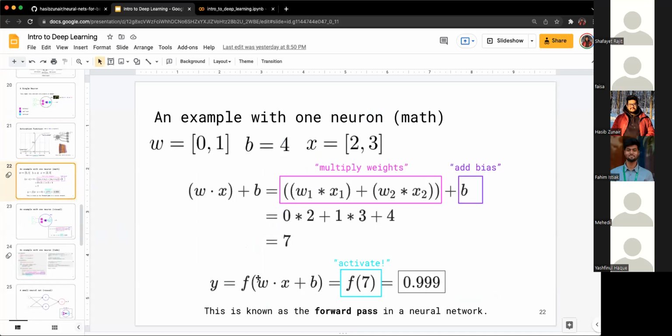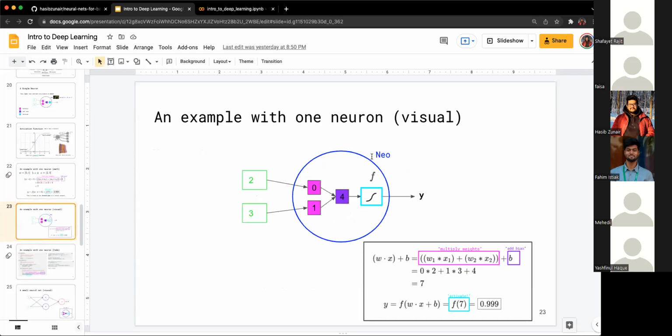So given this setup, in the context of neural networks, this is known as the forward pass, where you give it a certain input, you multiply it with certain weights, you add a bias, and then you activate, right? It's just it. একটা নিউরনের মধ্যে এই তিনটা operation. Multiply the weights, add a bias, and activate. That's it.